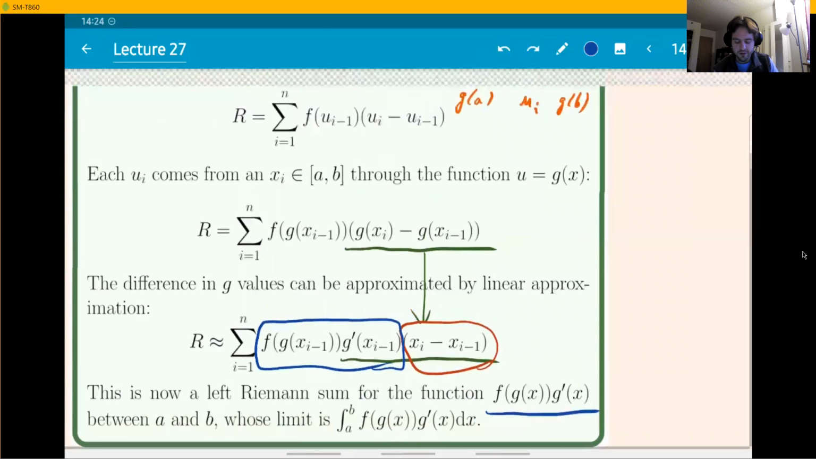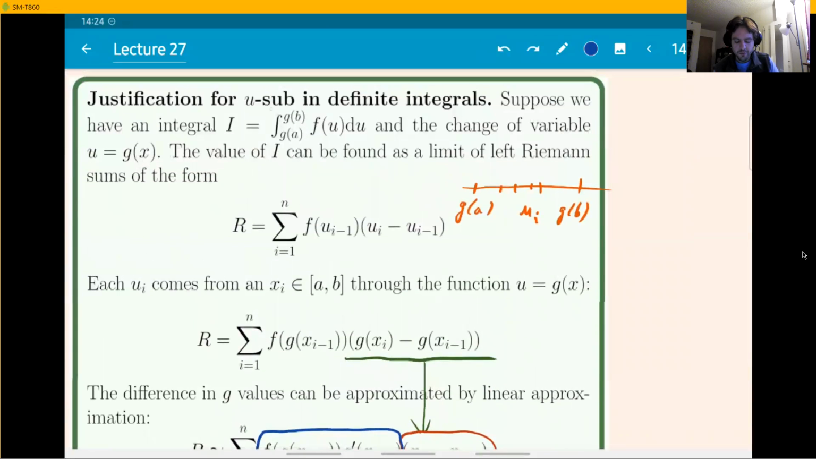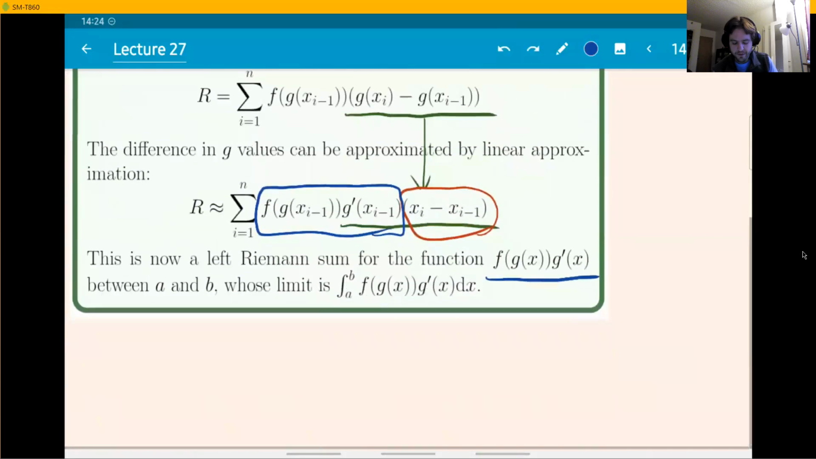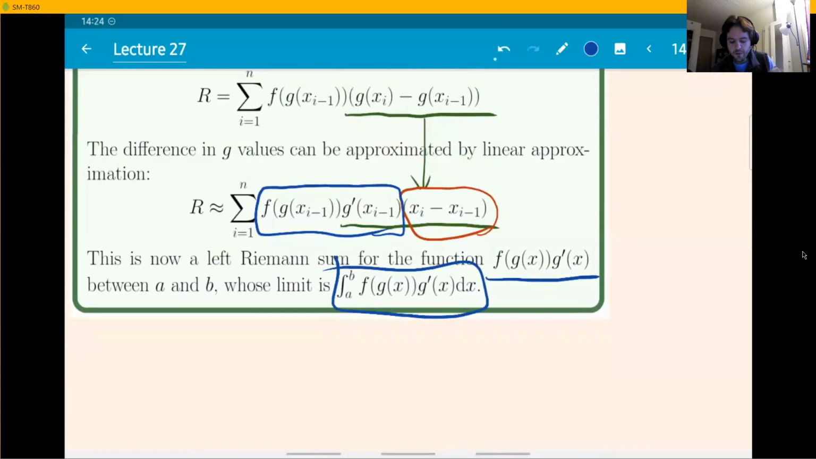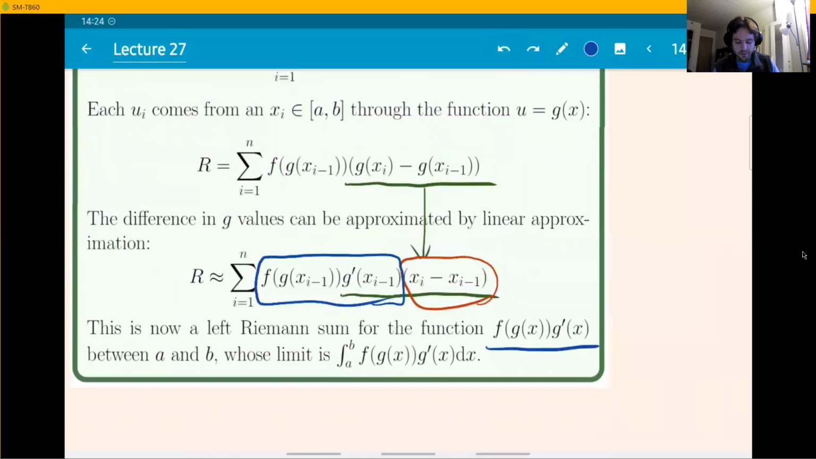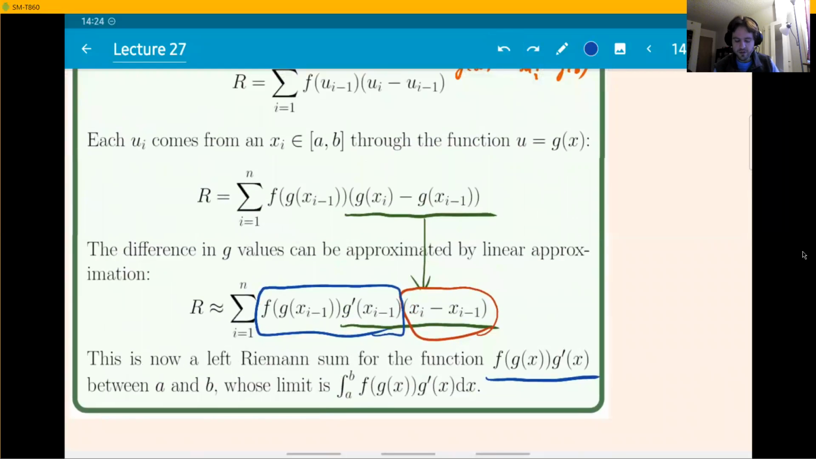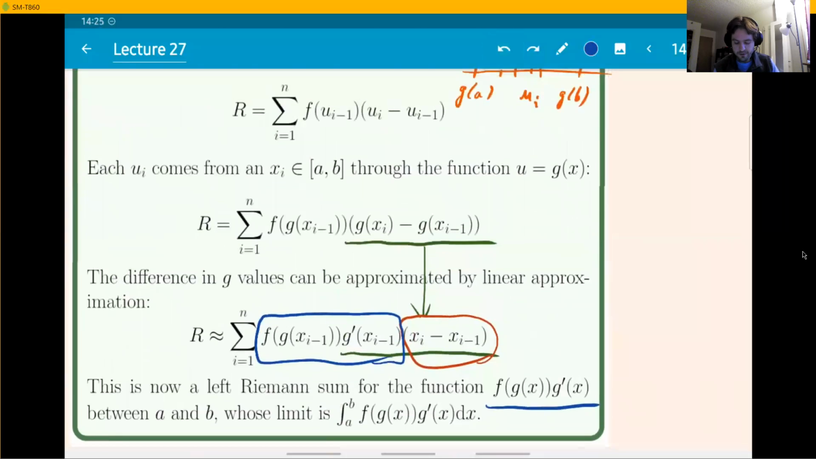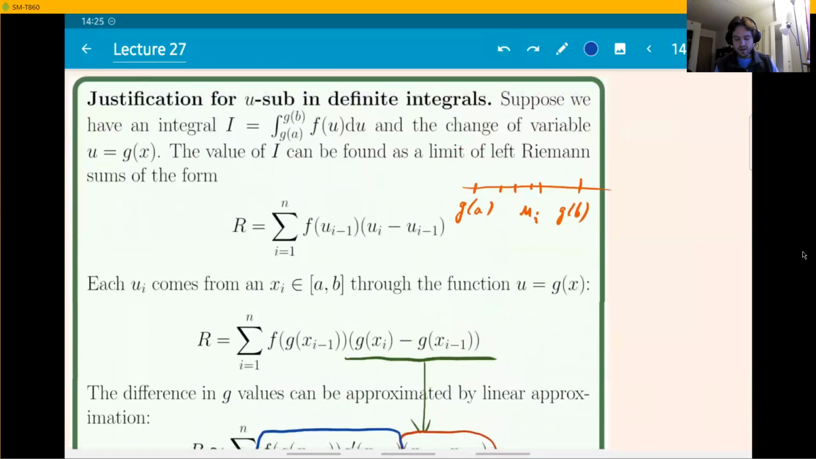Remember, I started with the integral that's supposed to be the one after the u sub, and now I got the original integral. So this is an informal argument for why u sub works this way, why it works for definite integrals. And I hope it makes sense in your head, because this really ties together a lot of the stuff that we discussed before, like linear approximation, Riemann sums, and now definite integrals as well.